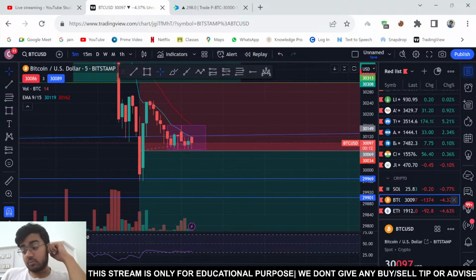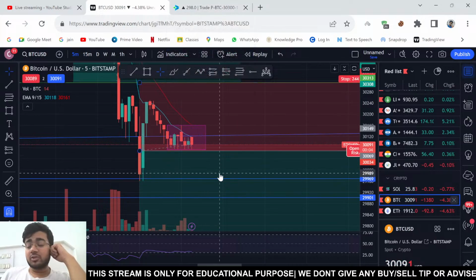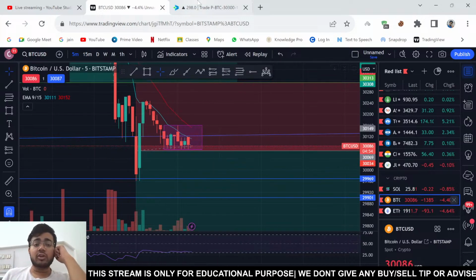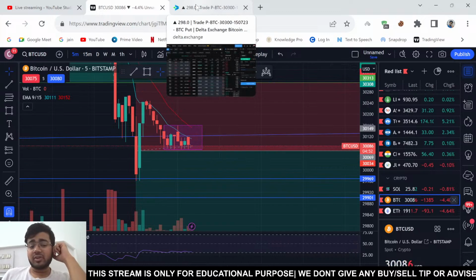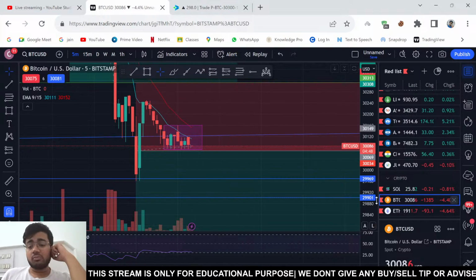In Bitcoin, I'm not making that big of a bag, but not to brag, I'm still in profit in this trade as well, because I took a few hedging positions in between and they all turned out to be profitable. So they've covered the losses for this specific directional trade. So even if I close this trade right now, I'm still going to stay in profit for a few dollars.